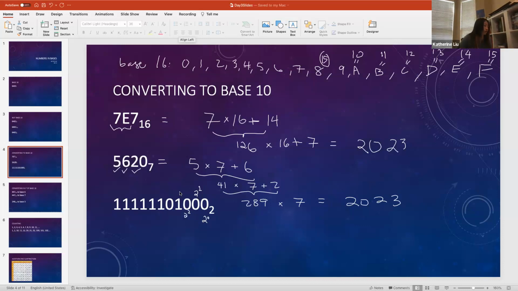So 2 squared, 2 cubed, 2 to the 4th, 2 to the 5th, 2 to the 6th, 2 to the 7th, 2 to the 8th, 2 to the 9th, and 2 to the 10th. So this means this long number is going to be 2 to the 10th plus 2 to the 9th plus 2 to the 8th plus 2 to the 7th plus 2 to the 6th plus 2 to the 5th plus 2 cubed.